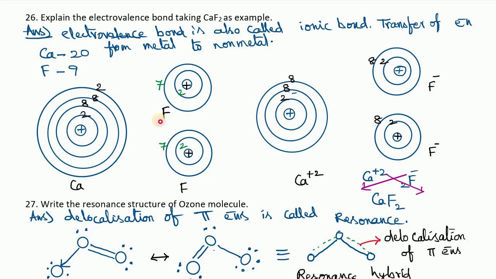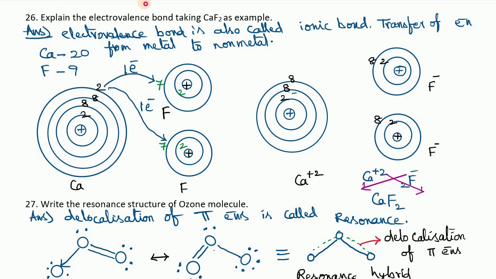2, 8, 8, 2. Fluorine electronic configuration is 2, 7. Total 9 electrons are there. In valence, how many electrons are there? 7. In valence, how many electrons are there here? 2. Okay, so from these two electrons, one electron will move towards the fluorine atom, another electron will move towards the other fluorine atom. So as a result, one electron here, another one electron here. Totally two electrons are moving, right?